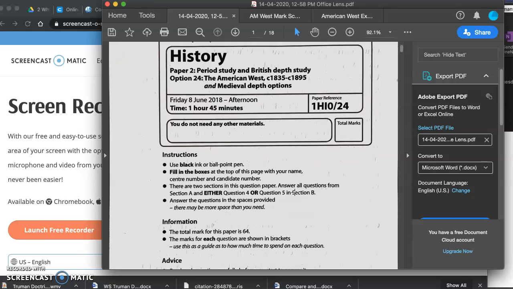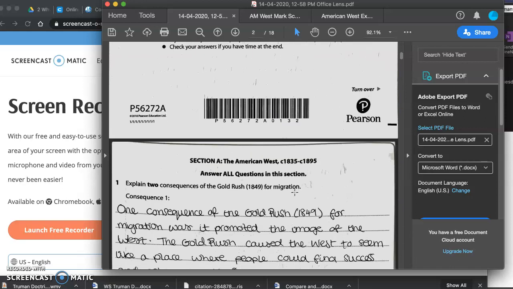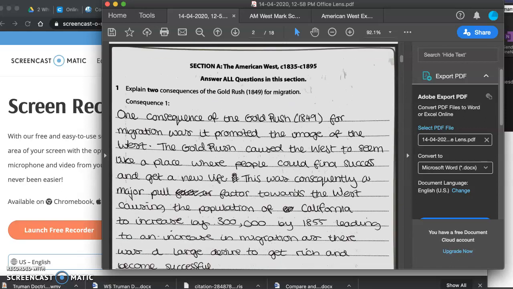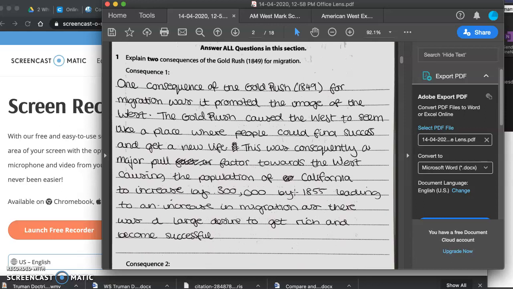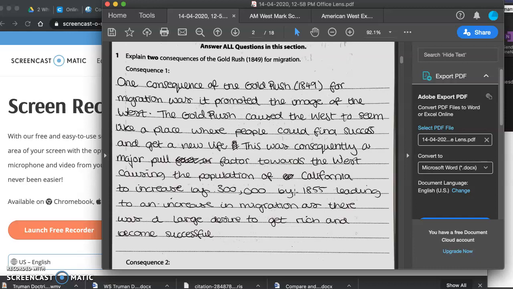So I'm just going to give you some brief feedback on how well you would have done if this had been an actual mock exam. So I can see here your work is very thorough. Your two consequences question is very clear.